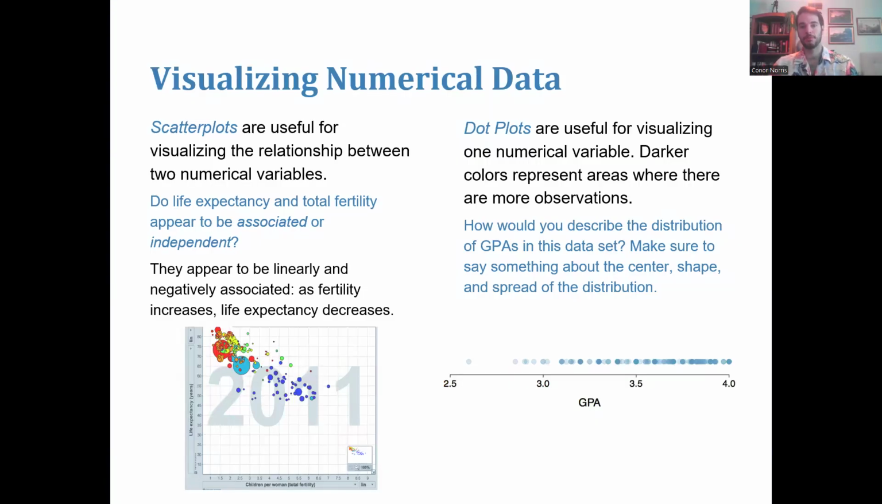So a scatter plot shows paired numerical data where there is one point representing each individual case. These are really useful for spotting whether the relationship between two variables looks linear or nonlinear, positive or negative, or if there's no relationship whatsoever.